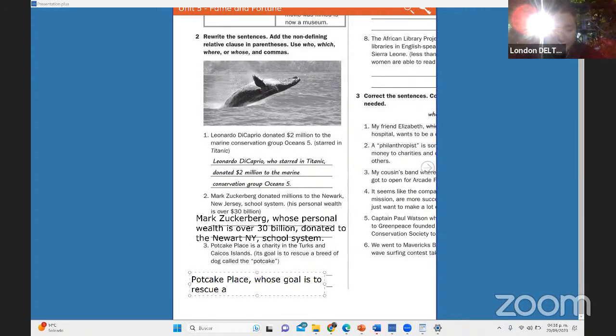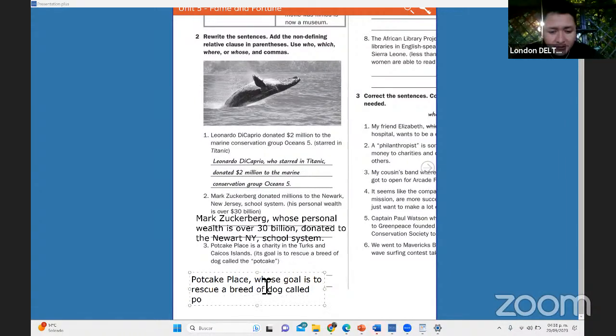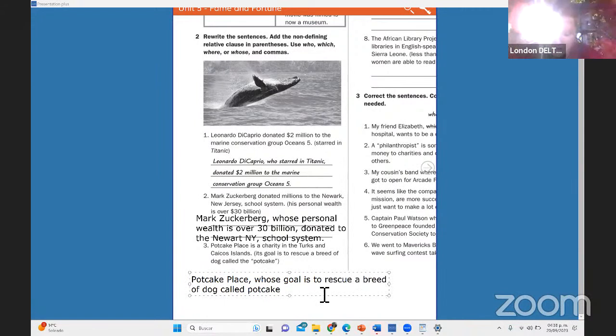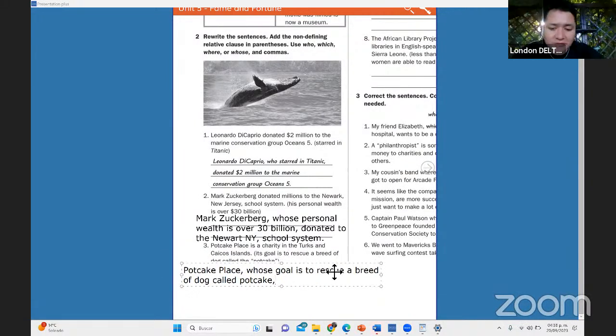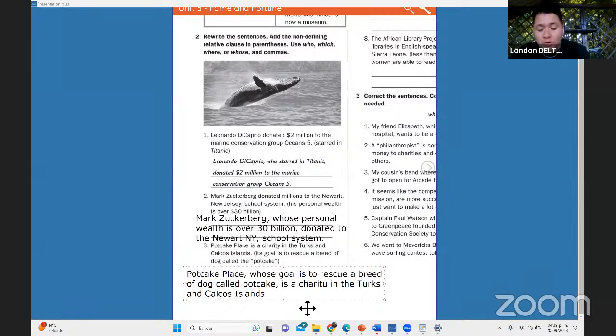is to rescue a breed of dog called pot cake. Okay, aquí se cierra el relative clause. Very well. Okay, very well. So we read again: Pot Cake Place, whose goal is to rescue a breed of dog called pot cake, is a charity in the Turks and Caicos Islands. Very well.